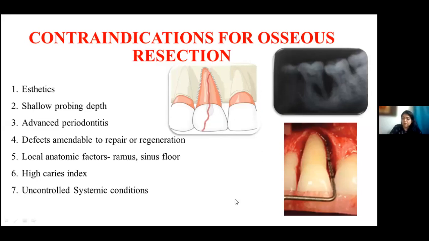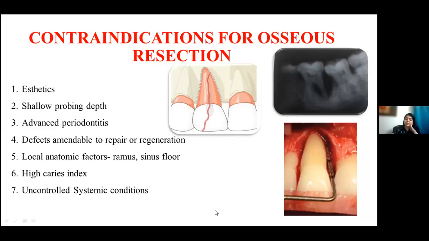Am I clear now? Can you hear me? Yes, completely. Okay. All of the following are contraindications for osseous resective surgery, except: maxillary anterior teeth, mandibular posterior teeth with 5 mm probing depth, a patient with uncontrolled diabetes, vertical fractures. Ma'am, B.